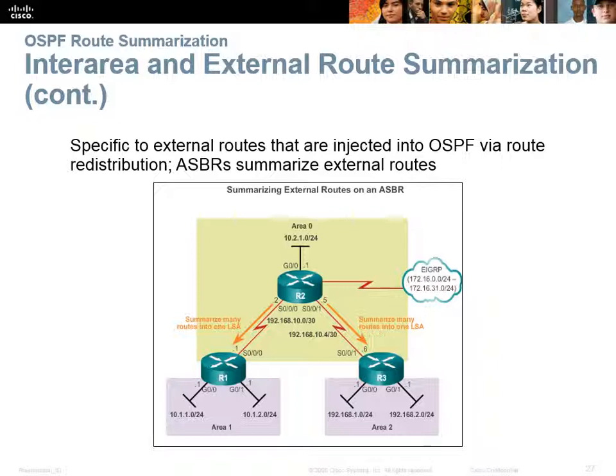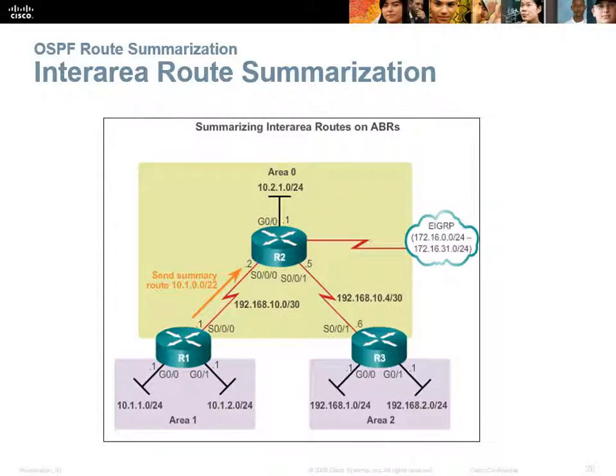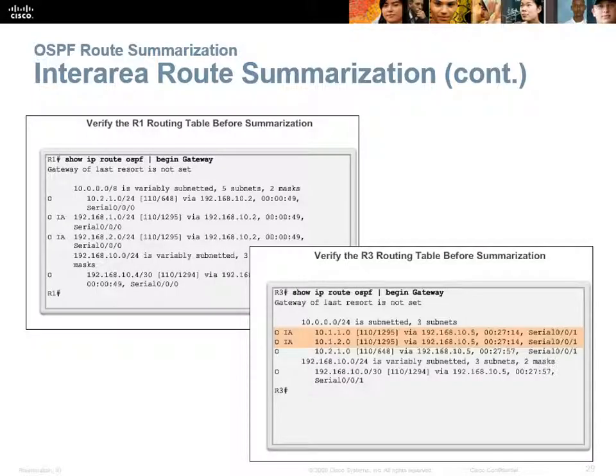The autonomous system border router. Which one's the ASBR in here? R2. Good job. Why? This is going over here to the IGRP area, and that's the internet, right? What about inter-area routing? What are my ABRs? 1 and 3. Why are they 1 and 3? Because they're the ones that just break the 2 different areas, right?